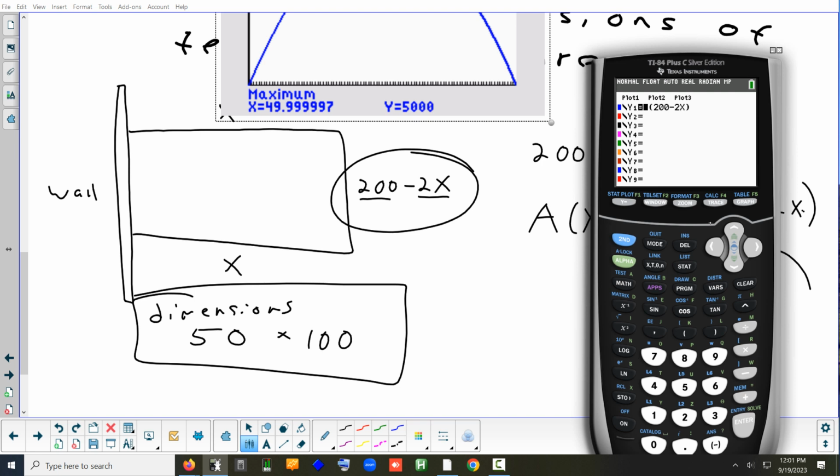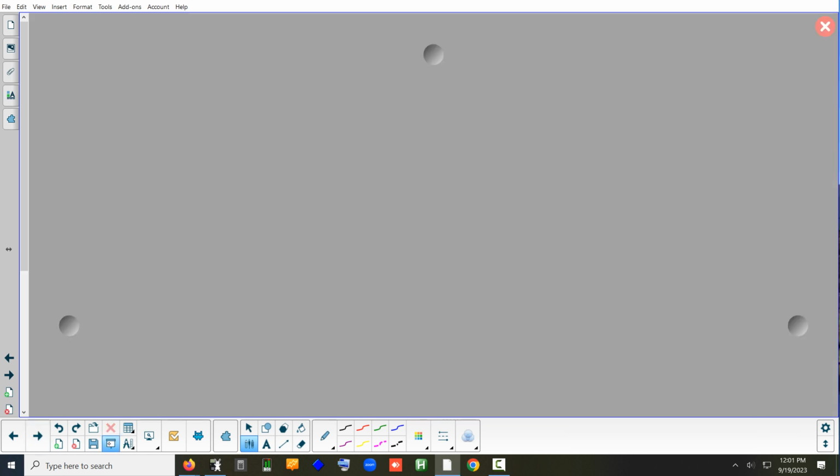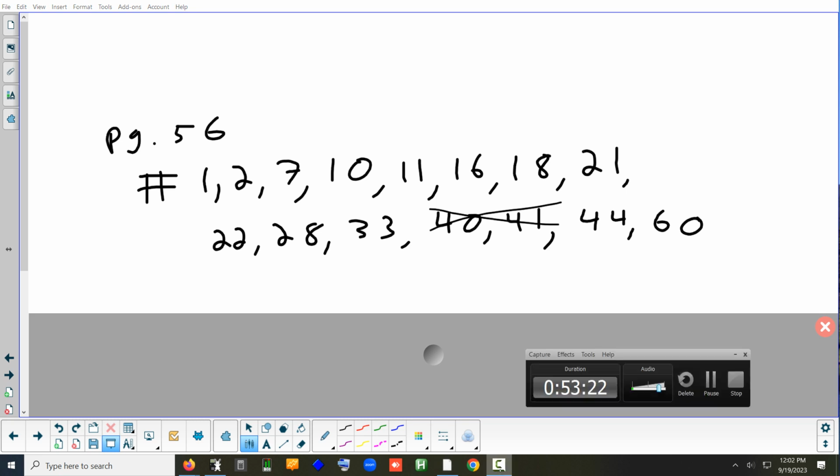Okay, so homework for tonight. I need to take two of these questions out. So we're going to skip 40 and 41. And everything else should be okay. So on page 56, just the ones that are not crossed out. I think it's 13 questions. Right, and we'll take a look at that tomorrow.